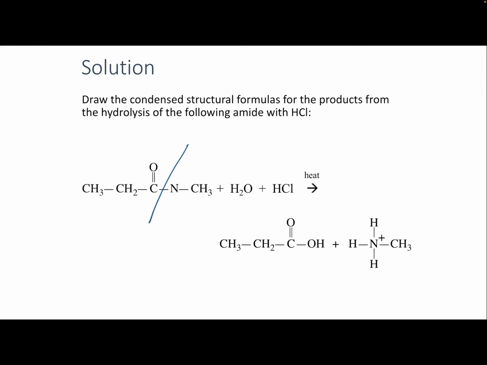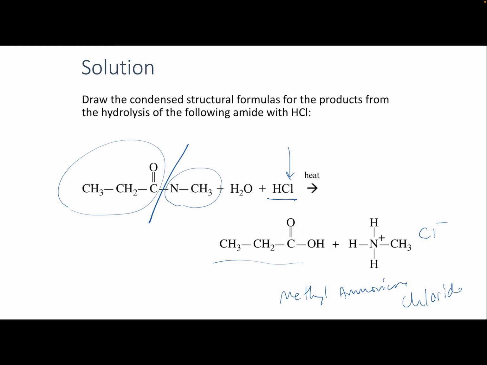cutting this in half, remembering that in acid, we're going to get our carboxylic acid back, so propanoic acid. And then in acid, our amine, in this case methylamine, is going to become methylammonium. And not just any methylammonium, methylammonium chloride, because that was the counter ion for our acid. All right, good job.